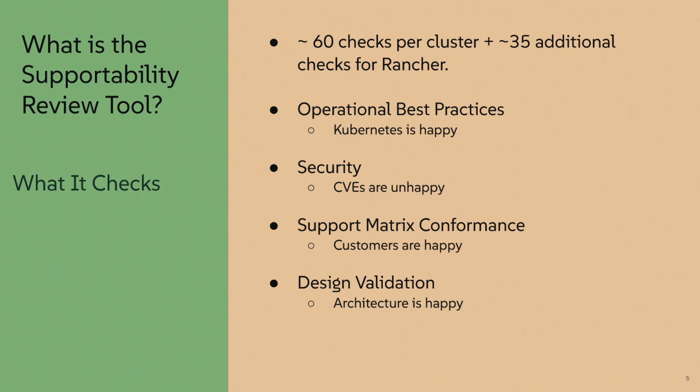Next up, we have some checks that are looking at security. At the base level, this checks for CVEs that we have found in Rancher, and we want to make sure that you have actually fixed those issues in your environments if you're self-hosted. Next up, we have support matrix conformance. This makes sure that the environment you're running, the Kubernetes versions, the Rancher versions, the application versions, actually meshes up with what we have in the support matrix.